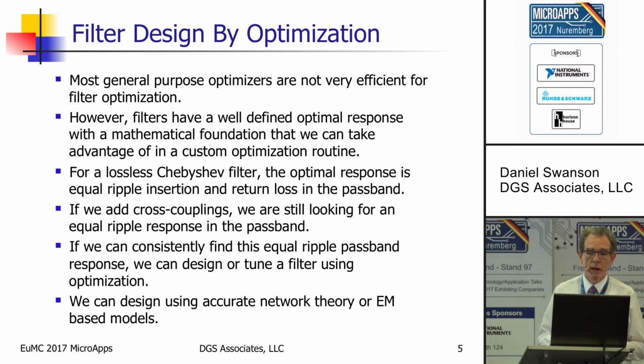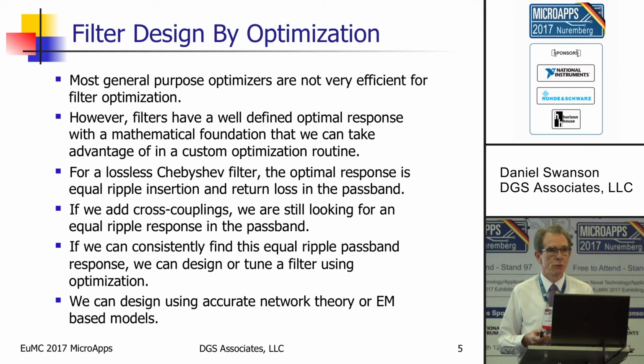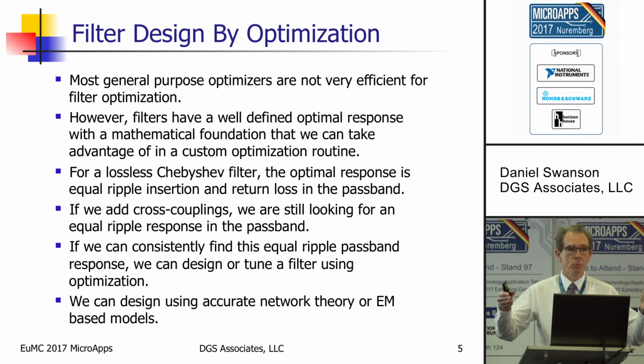Well, what about design by optimization? Most general purpose optimizers aren't very efficient if you're trying to do a filter. You might get a good result, you might not. Many times you may lose control of one resonator and it goes out of the passband. You may end up with a certain bandwidth and the optimizer doesn't know how to bring the bandwidth back in to where you want it, because in fact you're meeting the spec. If the bandwidth is too wide and you've got a return loss spec, you're meeting the spec. So it doesn't know what to do with that.